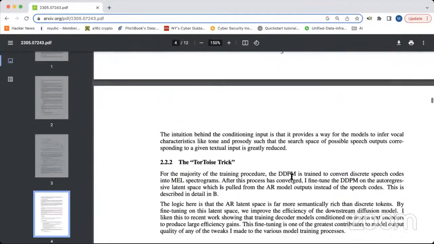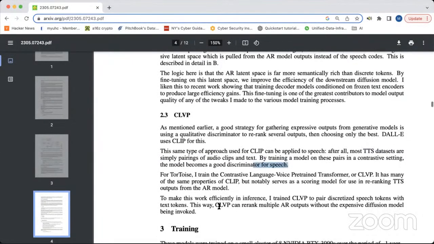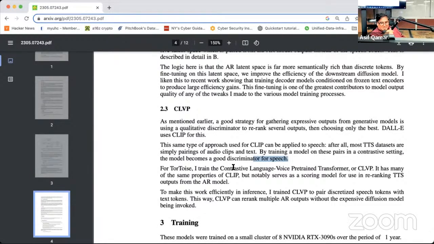This is all about what he did with CLIP. Similar to CLIP, he took the CLIP approach for re-ranking. The same type of approach used for CLIP can be applied to speech. Most TTS datasets are simple pairings of audio clip and text. So by training a model on these pairs in a contrastive setting, the model becomes a good discriminator for speech. That's why he takes the speech and makes it into a MEL spectrogram and does the basic CLIP training that you do with images and text.